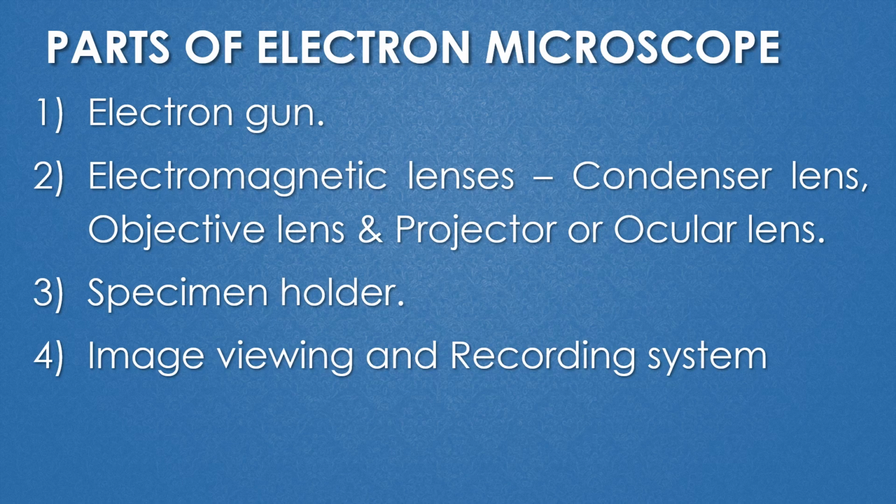The second one is the objective lens. The electron beam coming from the specimen passes down the second set of magnetic coils, which is called the objective lens. The objective lens has a high power and forms the intermediate magnified image.